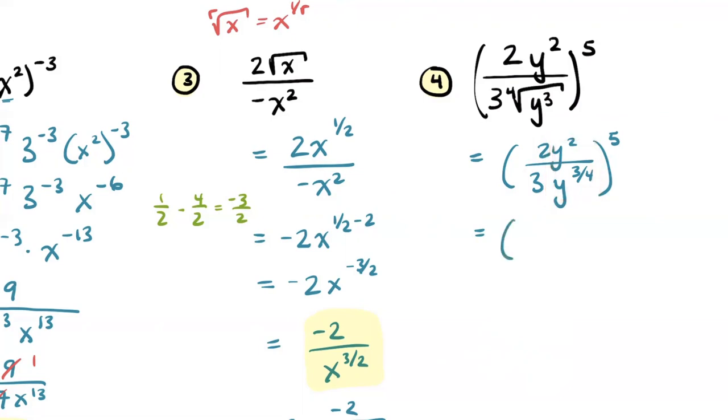So let's say we still have 2 divided by 3. So we'll leave that 2 over 3. And then y squared divided by y to the 3/4. Okay, we're going to subtract the powers. So let's see, 2 minus 3/4. Okay, 2 is how many fourths? 8/4, I think. So 8/4 minus 3/4. That gives us a common denominator. We subtract the numerators, so that's 5/4. So this will be y to the 5/4.